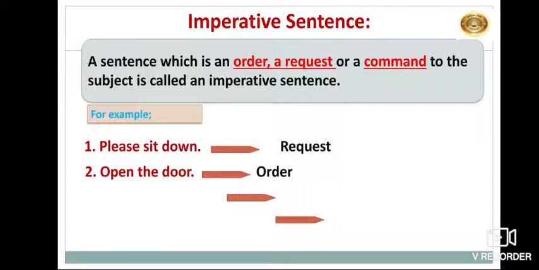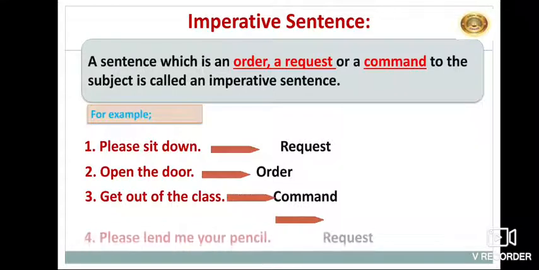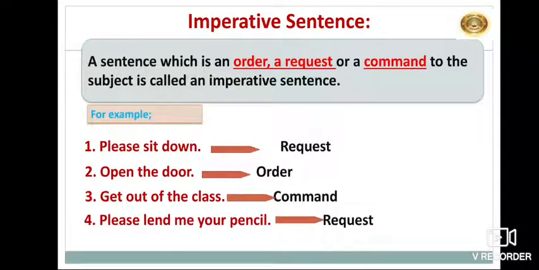Open the door. This is an order. You order someone to open the door. So it is also an imperative sentence. Get out of the class. It is a command. So the teacher tells you to get out of the class. So it is a command told to you. So it is an imperative sentence. Please lend me a pencil. Now you are requesting someone to lend you a pencil. So it is an imperative sentence.